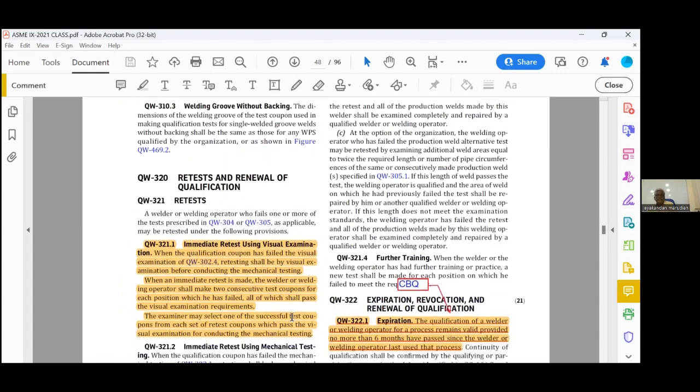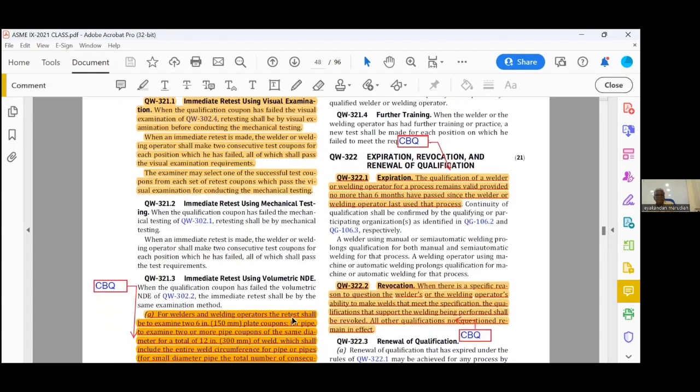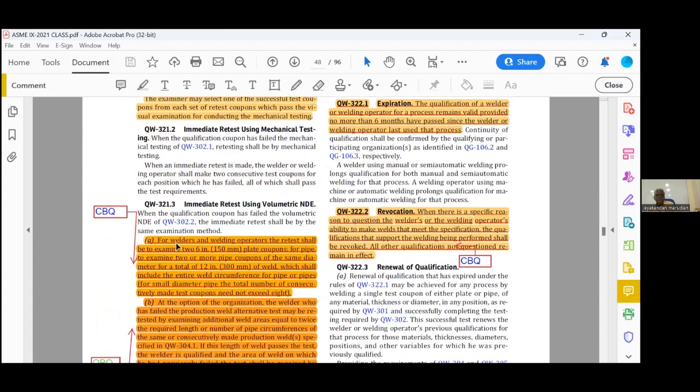Then immediate retest, next page. This is important, close book. For welders and welding operators, retest shall examine 2 6-inch plate coupons. For pipe, examine 2 pipe coupons of the same diameter, total 12 inch, which shall include the entire weld circumference for pipe or pipes. For small diameter, the total number consecutively made need not exceed 8.